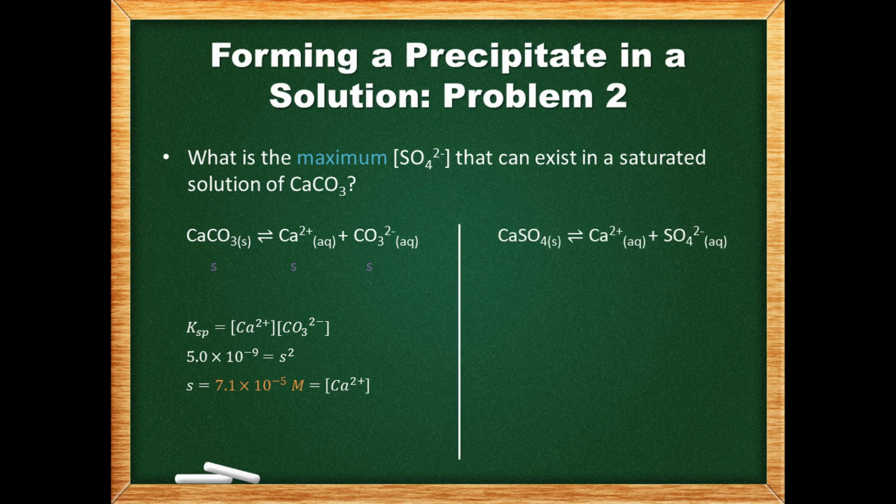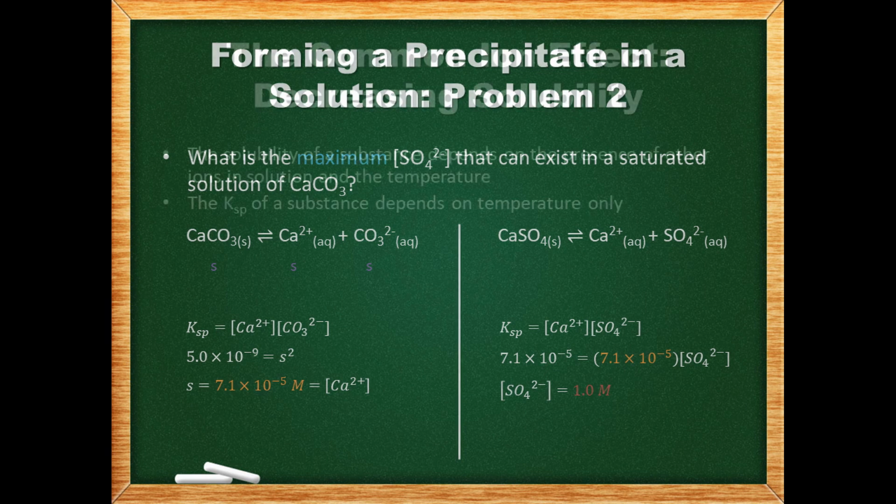We write the equilibrium equation for calcium sulfate to help us set up the KSP expression. The product of the calcium ion concentration and the sulfate concentration will be equal to the KSP when the solution is saturated. If we plug in the KSP value and the concentration for the calcium ions that we just calculated, then we will get the maximum concentration of sulfate that can exist in the solution.